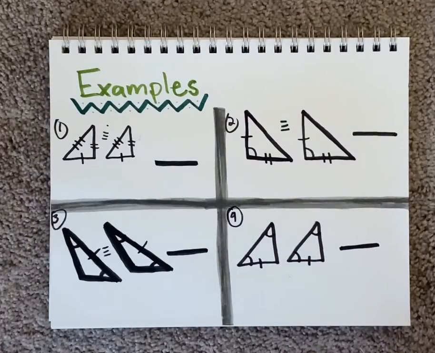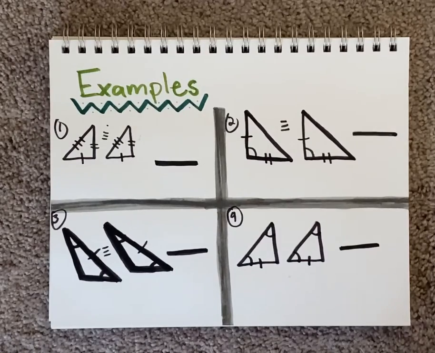I have 4 different examples for all 4 different rules that we just reviewed. Again, just a reminder, we have the SSS rule, which is side, side, side. All 3 sides are equal. We have the SAS, which is the side, angle, side, where 2 sides and an angle that's included are equal. We have the ASA rule, angle, side, angle, where you have 2 equal angles and a side included that is equal on both triangles.